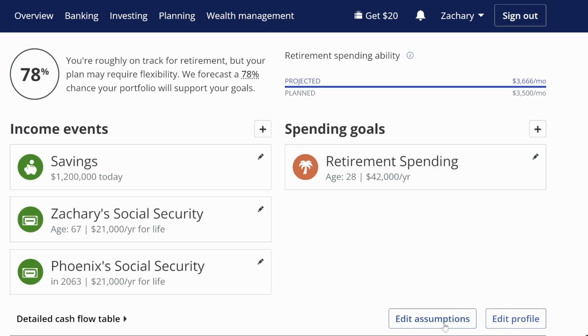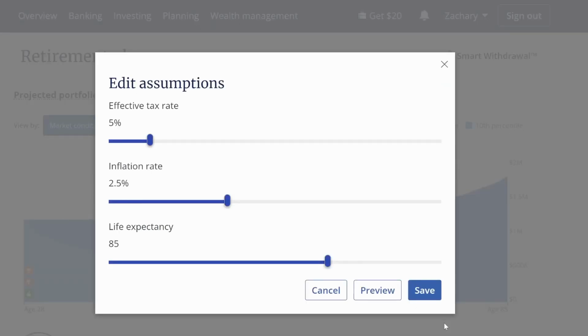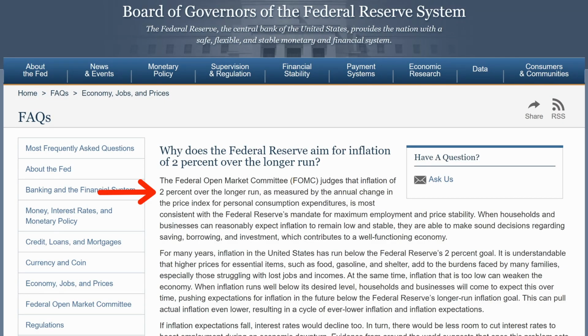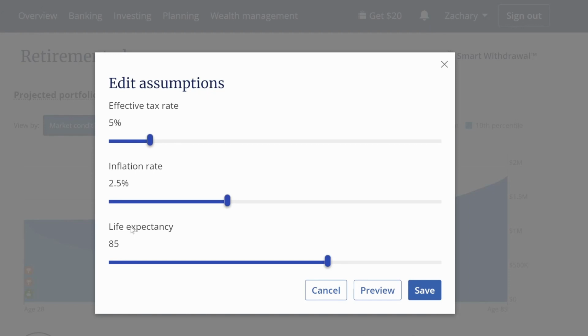Their average tax rate is going to be 5%. So you divide their tax bill by their marginal income, and it'll be 5%. The average inflation rate is going to be 2.5%. The federal target inflation rate is 2%, so 2% over the long run is the Fed's target rate. And then the life expectancy we are expecting for both spouses is going to be 85 years old. So that is going to be our baseline scenario.